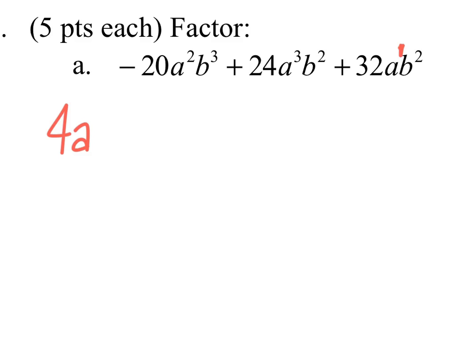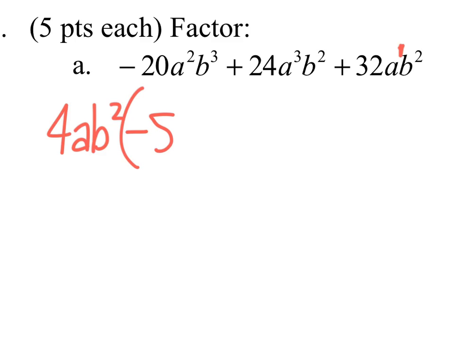A single a, right? And when we take a look at the b variable, I see they have b to the third, b to the second, b to the second. At most in common, they have a b to the second. So let's factor out a b to the second. And what does that leave us with? Well, I know we're going to have to do open parentheses. And 4 times what gives us negative 20? I know that it's going to be a negative 5.